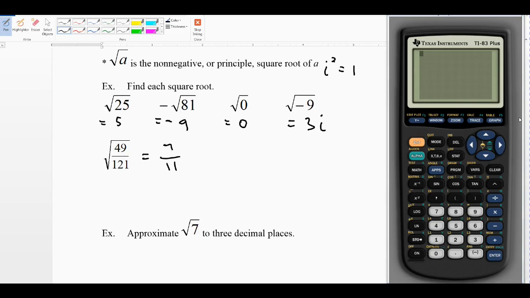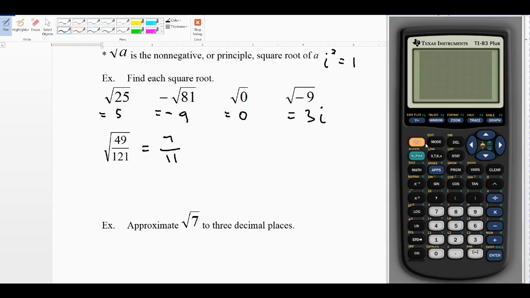Now not every number is a perfect square. So for example, square root of 7 is an ugly decimal. So this means that we can approximate it with that decimal, 2.646. But more than likely we're going to leave it as square root of 7 in college algebra.